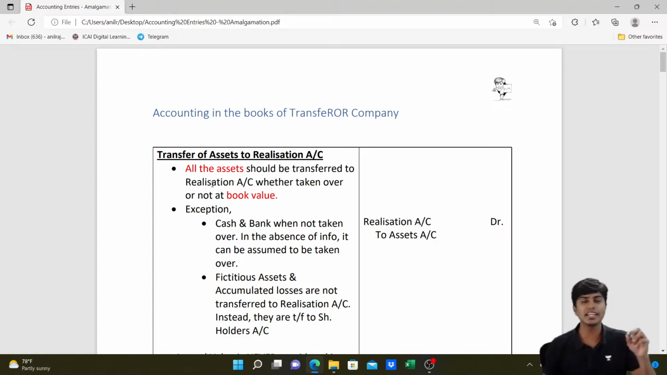Transferee's accounting is regulated by Accounting Standard 14. We have two methods, one pooling of interest method and the other one that is purchase method. But in the books of transferor, how it should be accounted is not told to us by Accounting Standard 14. So we follow generally accepted accounting principles to do this accounting. So we'll start with accounting in the books of transferor company. And in the next video, we'll be doing accounting entries in the books of transferee company.